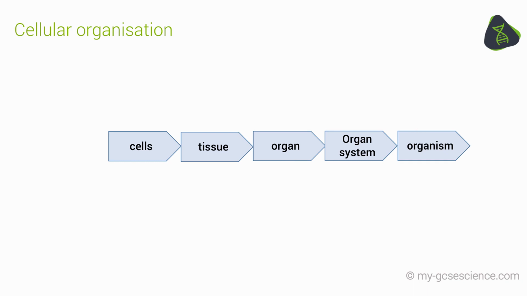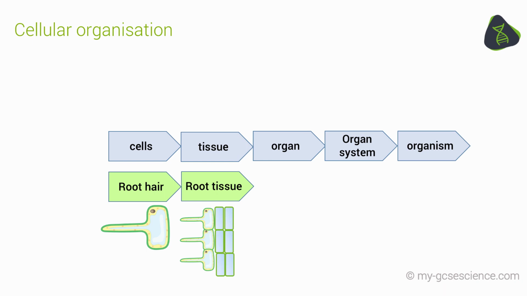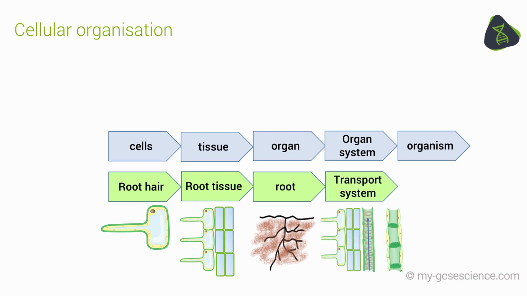have an organism. So in the example I've just gone through, you have these specialised root hair cells working together in root tissue. The root hair cells, along with the root cells, give you the organ of the root, and the root itself, alongside the xylem and the phloem, form the organ system called the transport system, and this, alongside other systems within the plant, creates the actual organism itself.